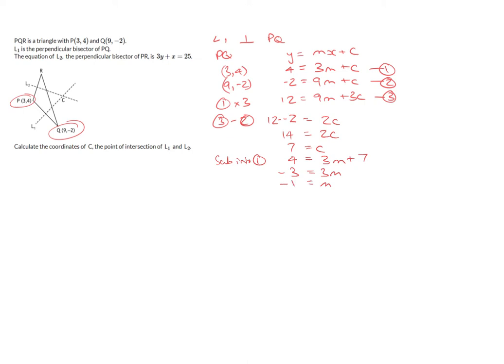So my equation then for the line PQ will be y equals m is -1, so it's negative x, and then c is 7, so it's negative x plus 7. More commonly, that will be written as y equals 7 minus x. Just a little point of note, but you can leave it in this form here. So that's the equation of my line PQ.